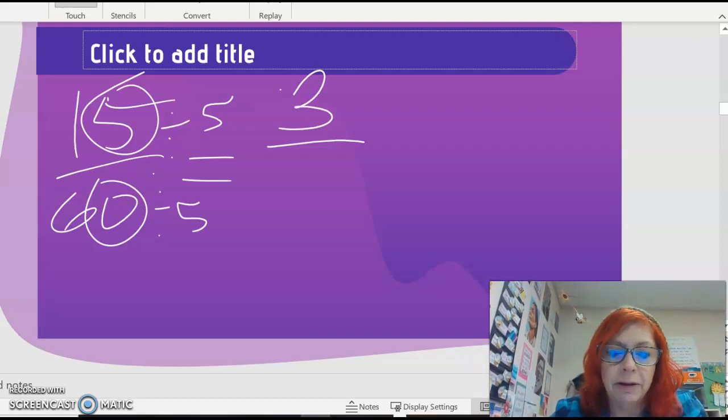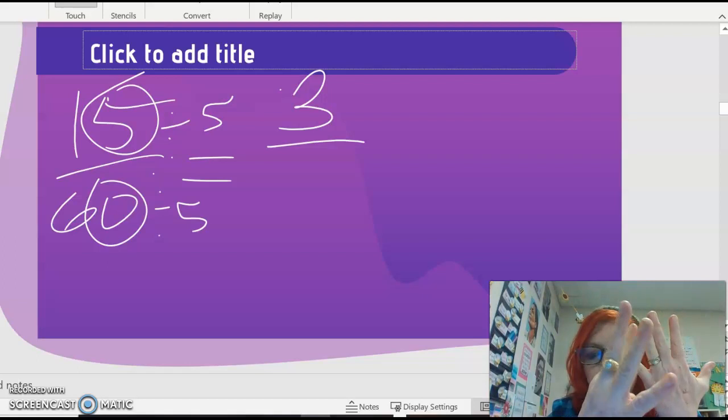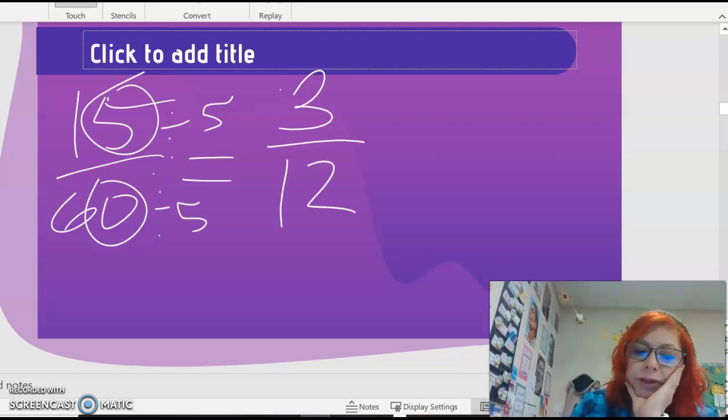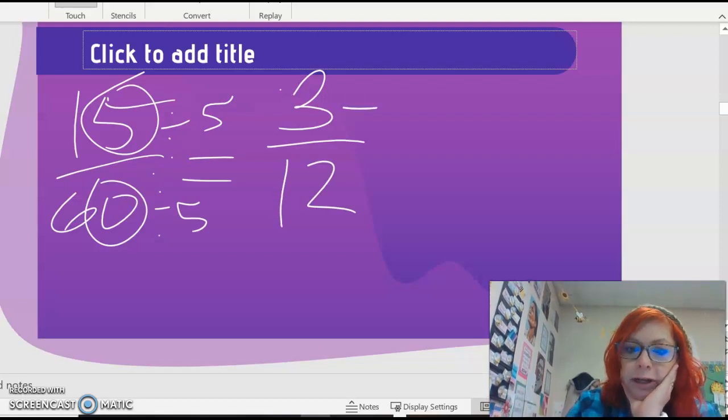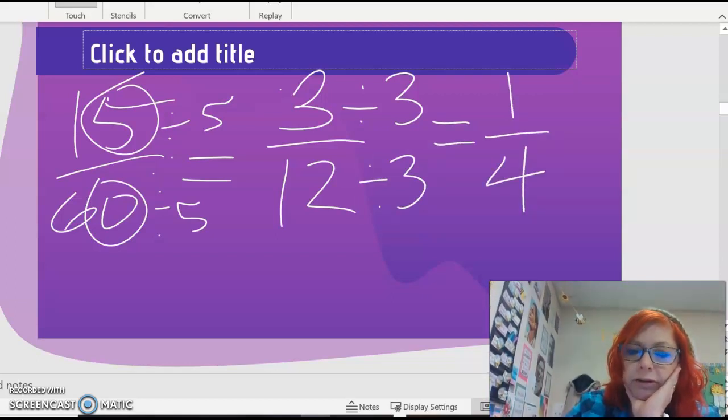And 60 divided by 5. Well, I know that if I count by 5s, 5, 10, 15, 20, 25, 30, 35, 40, 45, 50, 55, 60, that's 12. Oh, well, 3 over 12. I can reduce that even more. I can simplify that. I can divide that by 3 and make it its simplest form, which is 1/4.